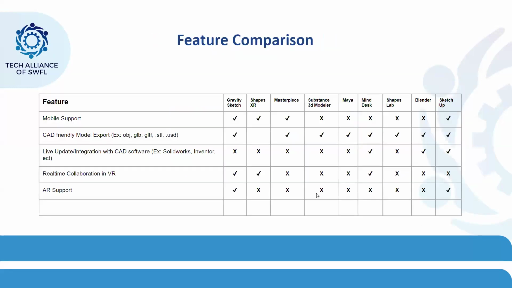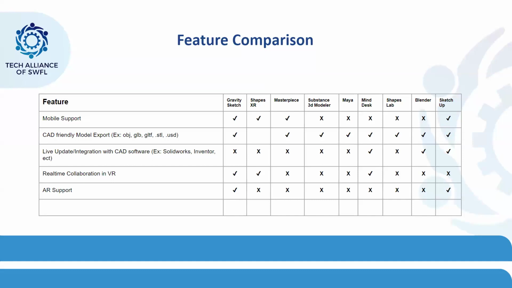Okay, so I just want to give a feature comparison. Maybe this is a little bit small for the people in the back, but I can read it. So these are all the softwares that I've mentioned so far. So mobile support: Gravity Sketch, Shapes XR, and Masterpiece have mobile support, and SketchUp, the viewer, has support, but it's a beta. And the other option is, is it CAD friendly? Meaning, can you export to OBJ? Can you export to STL and USD, the universal format?